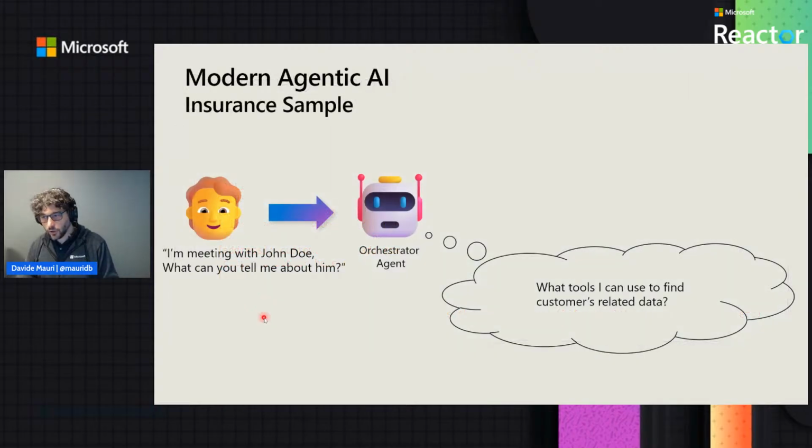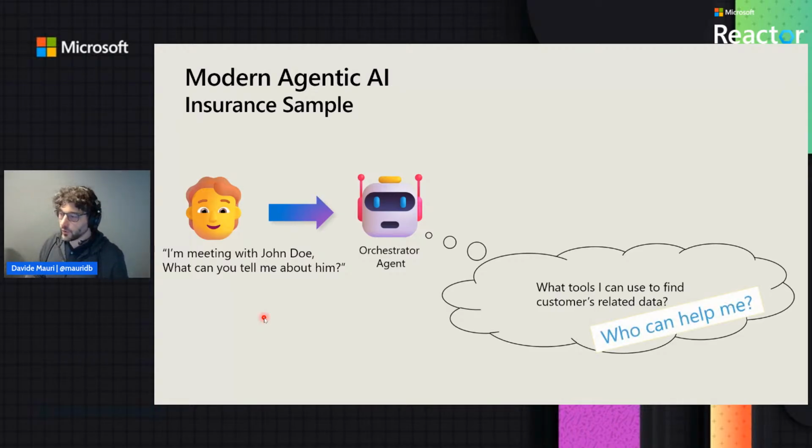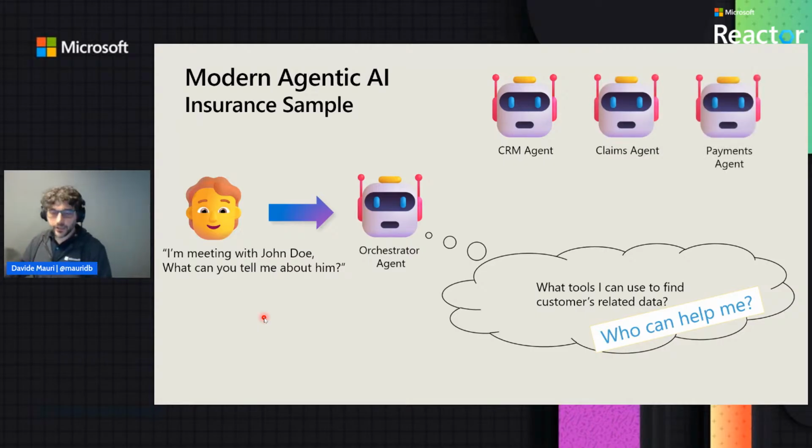Now that it knows there is one place where it can find data about policies, claims, or any other information, it needs to figure out what tools or what other agent can help to find that data, because the agent has only high-level knowledge of the data. It doesn't really know how to query the data. So basically it starts to ask, hey, who can help me here? And there are other agents in the same application, in the same solution, each one specialized to get data for that specific set of information.